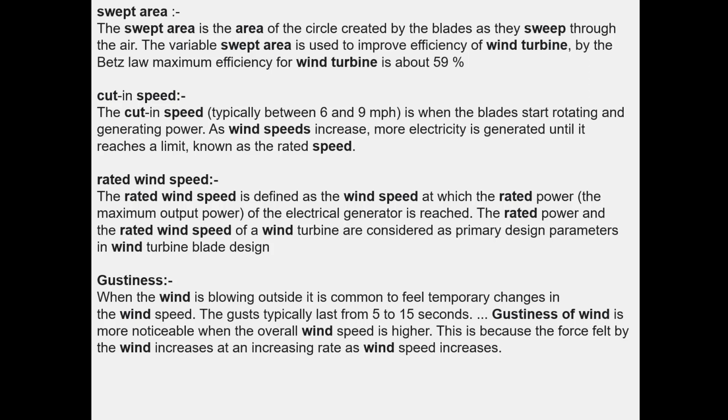Talking about cut-in speed. The cut-in speed, typically between 6 and 9 mph, is when the blade starts rotating and generating power. As wind speed increases, more electricity is generated until it reaches a limit known as the rated speed.